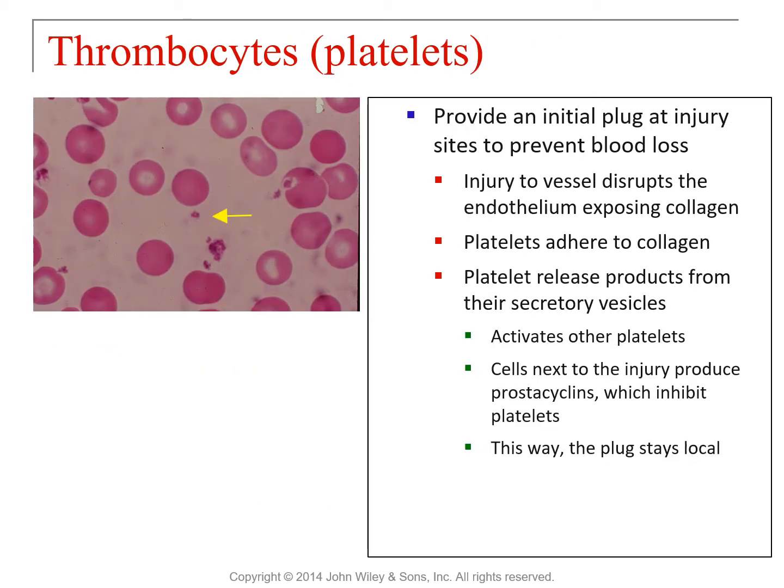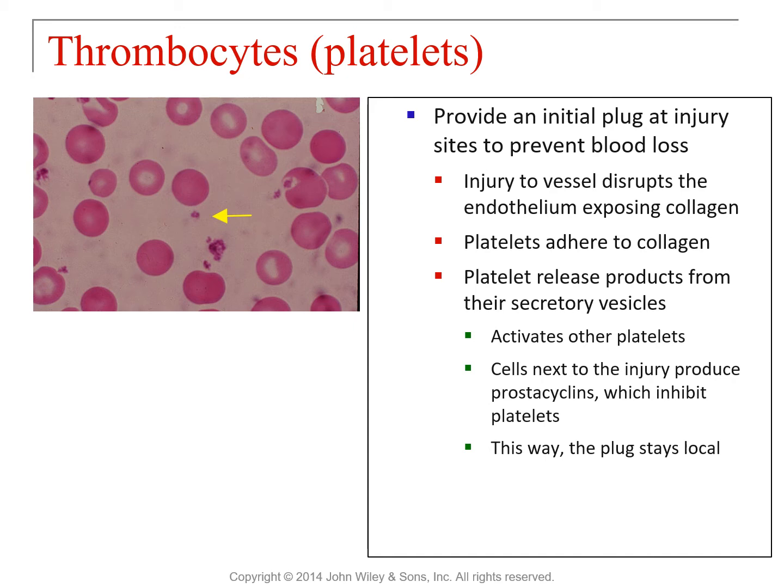Okay, so thrombocytes or platelets provide a plug at an injury initially to prevent blood loss. And so they'll be prompted to do this when an injury to a blood vessel disrupts the endothelium and exposes collagen. And so platelets adhere to collagen when they detect it, and then they'll release products from their secretory vesicles that activate other platelets.